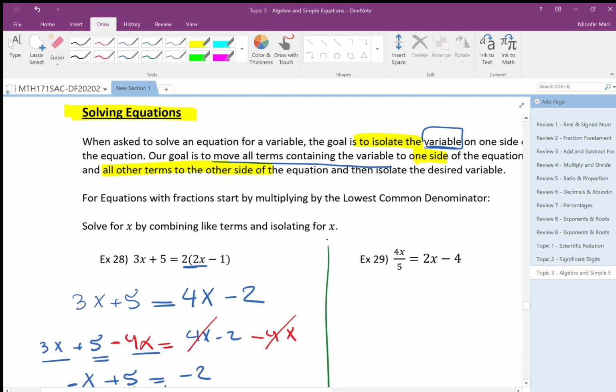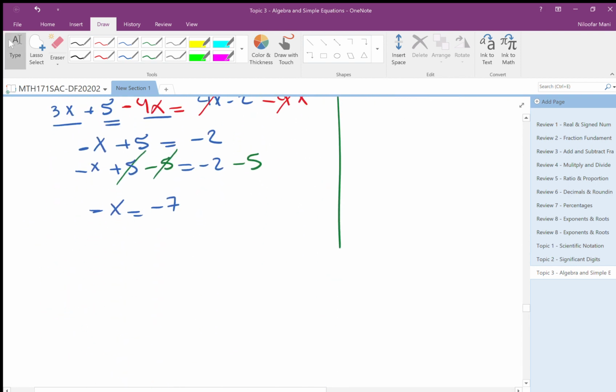I want to reach something like this: ax equals b. When I reach this, I divide both sides by the number beside x, the number which is bothering me, because I want to see x alone. When I say solve for x, I want to see x equals something. I don't want to see anything beside x. So I divide both sides by a.